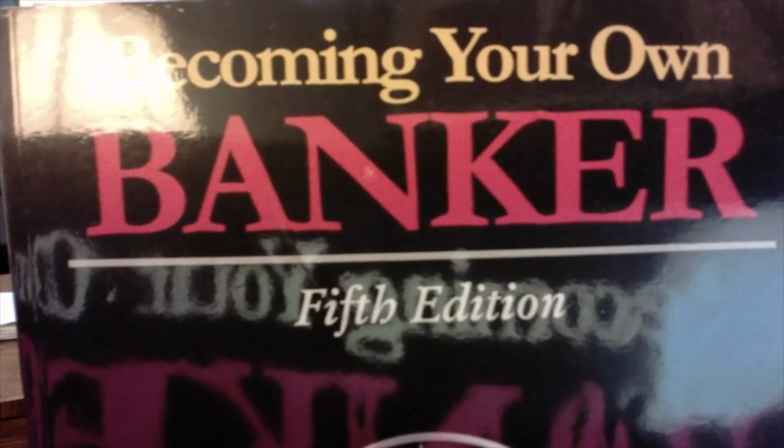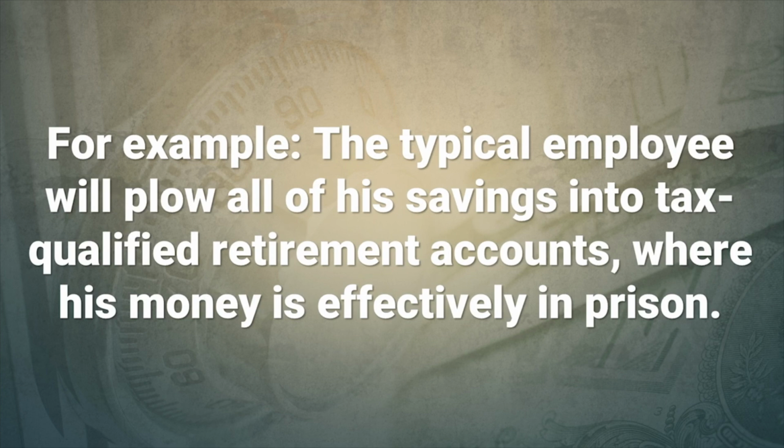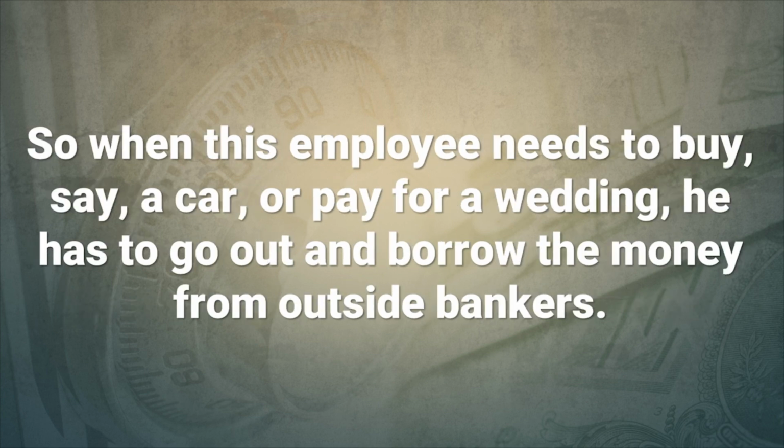IBC is the abbreviation for the infinite banking concept, discovered by R. Nelson Nash and explained in this slender volume, Becoming Your Own Banker. The financial problem facing the typical household is that they've given control of their cash flow over to outsiders. For example, the typical employee will plow all of his savings into tax-qualified retirement accounts, where his money is effectively in prison. So when this employee needs to buy, say, a car or pay for a wedding, he has to go out and borrow the money from outside bankers.